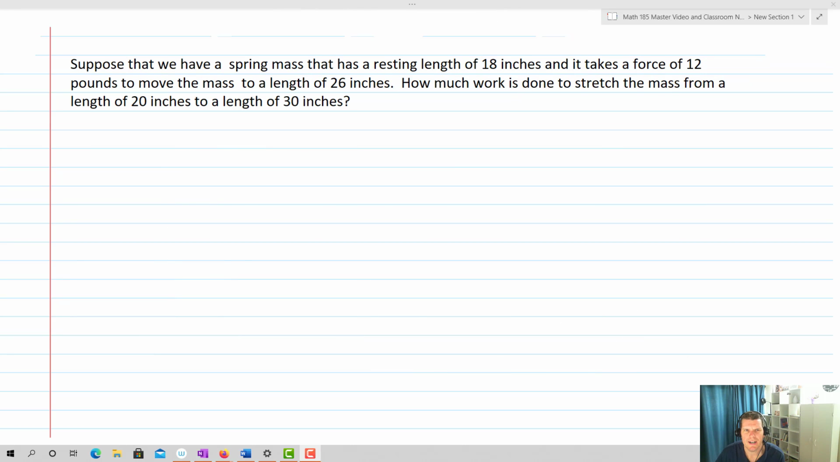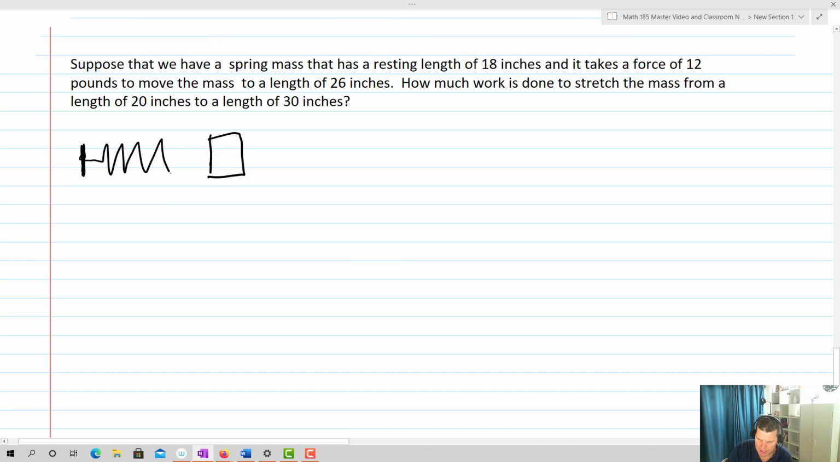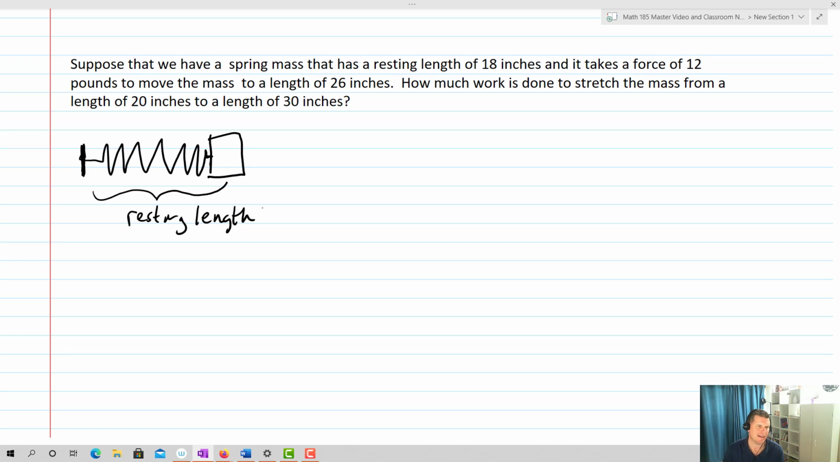All right, so let's take a look at another simple subcategory of work problems that have to do with these things called spring masses. Let me draw a picture of a spring mass. A spring mass looks something like this. We've got something that's been moored to a wall, and you've got the spring, and it's got a resting length. That is, if no force is being exerted upon the spring mass, then it's going to be of a certain length. Call it R. That's our resting length.